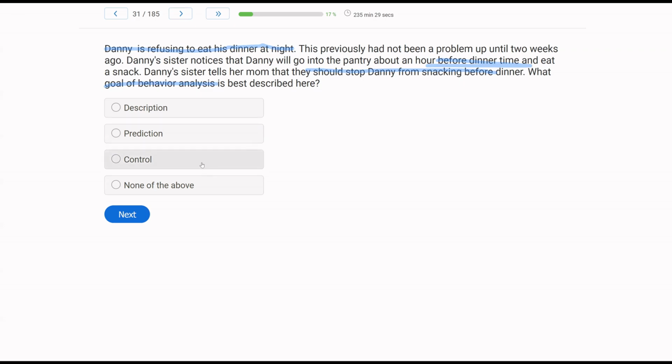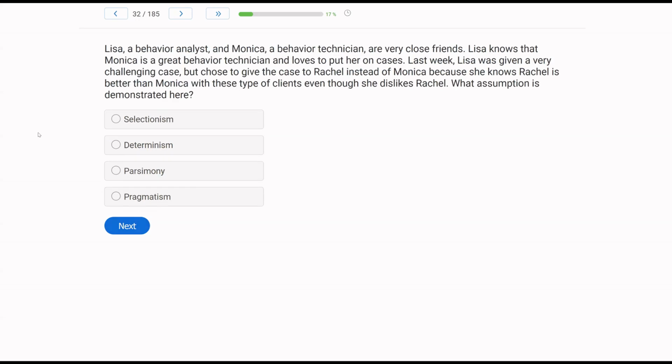Now, what would control be? Control would be if they actually stopped Danny from snacking and they measured it and took data, and then it revealed that there was a functional relationship between Danny not snacking and Danny eating dinner. Control implies there is some sort of functional relationship that exists. But we're at the point, given the scenario, where only a prediction has been made. No control has been established yet.